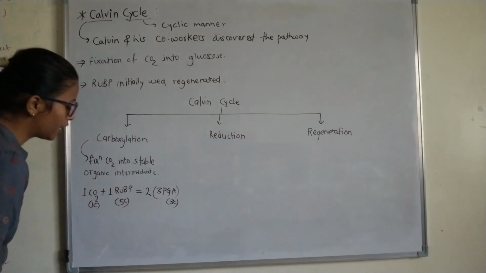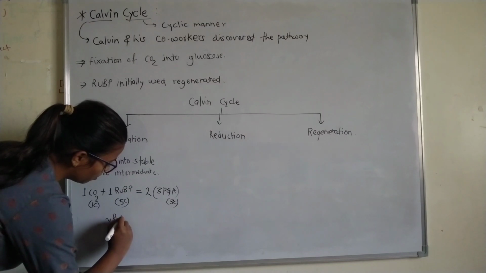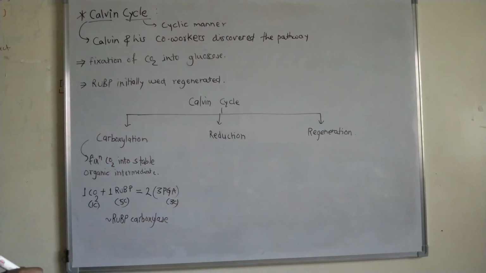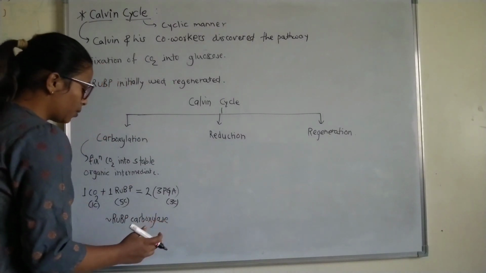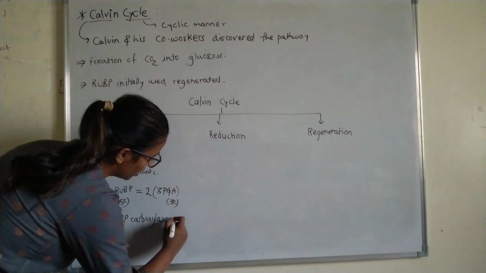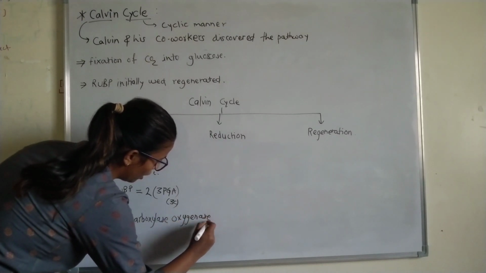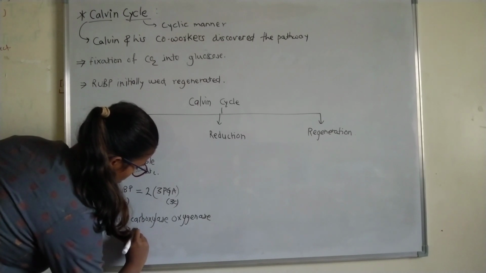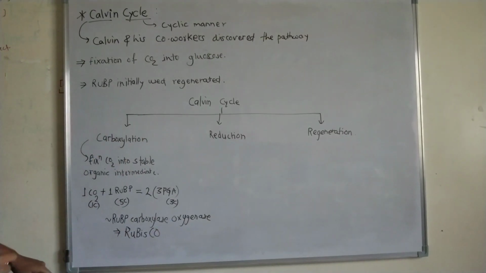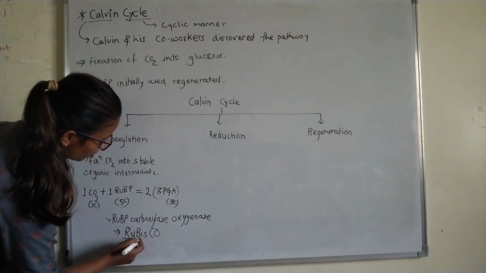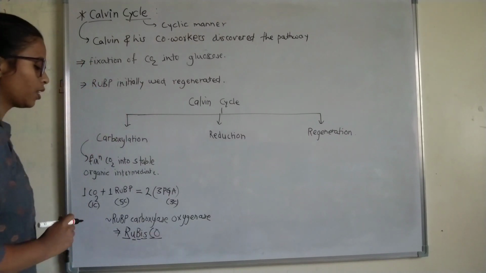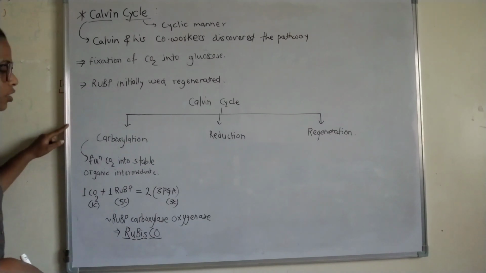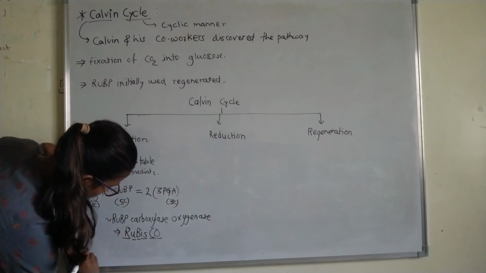The enzyme used in this reaction is RuBP carboxylase. Since this enzyme also has oxygenase activity, the full name of this enzyme is RuBP carboxylase oxygenase, and in short we call it Rubisco. You should also remember the spelling: capital R, small u, capital B, small i, small s, capital C, capital O. And it is the most crucial step in the Calvin cycle.